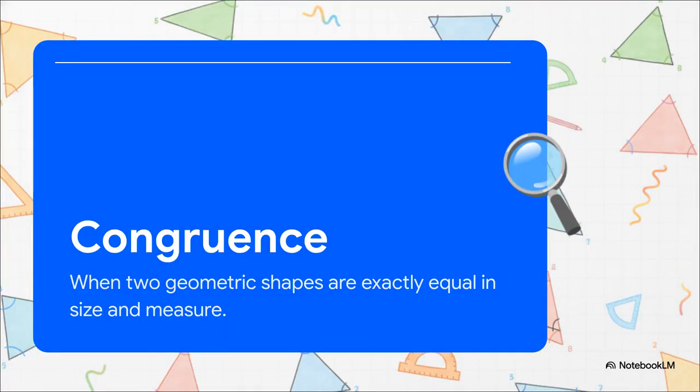So, the mathematical term for identical twins in geometry is congruence. Congruence basically means two geometric shapes are exactly equal in size and measure. If you picked one up and slapped it right on top of the other, they'd overlap perfectly. Nothing sticking out, no missing edges. And if you spot that symbol, the equal sign with a little squiggly line on top, that is geometry screaming at you, hey, these two things are exactly the same.